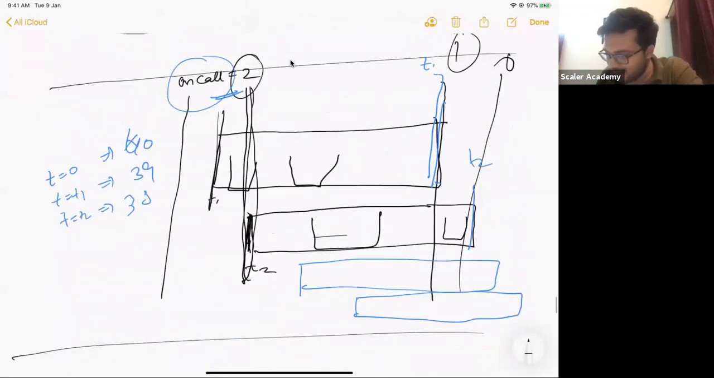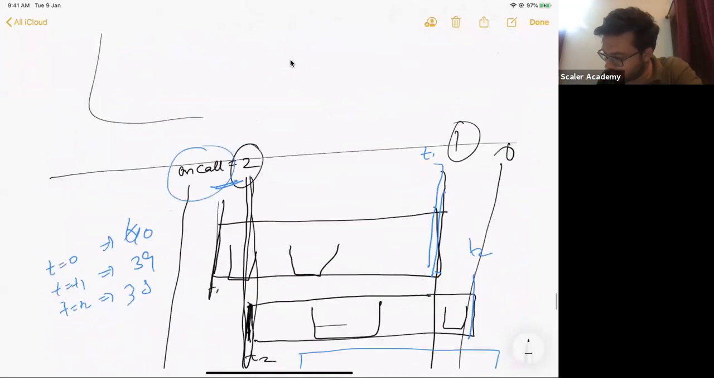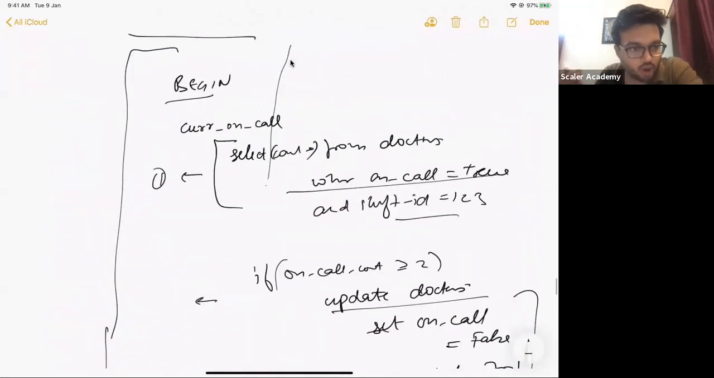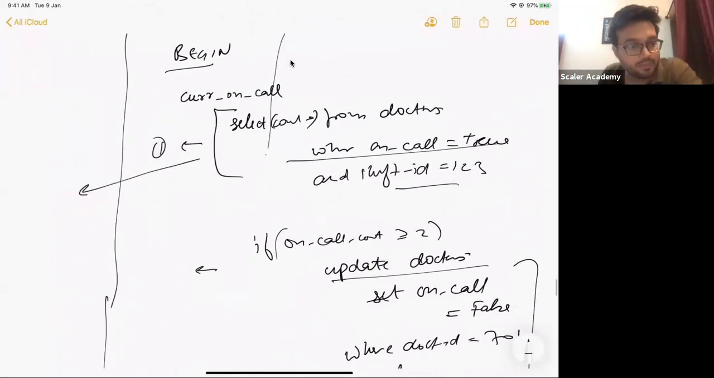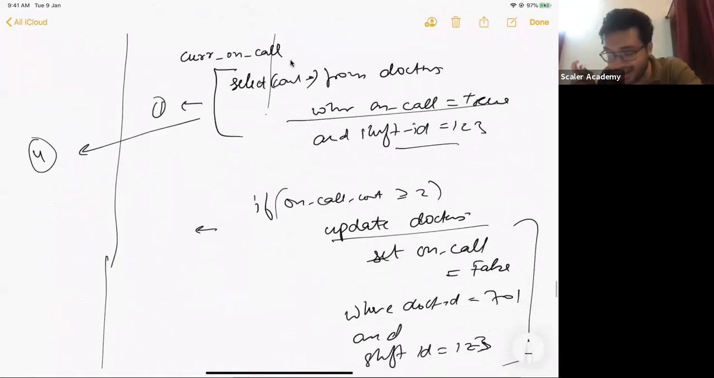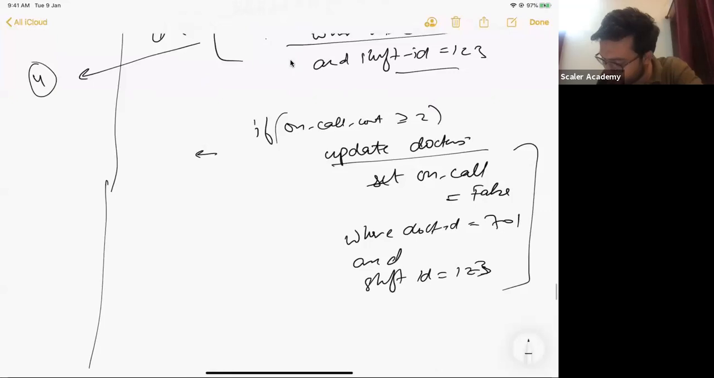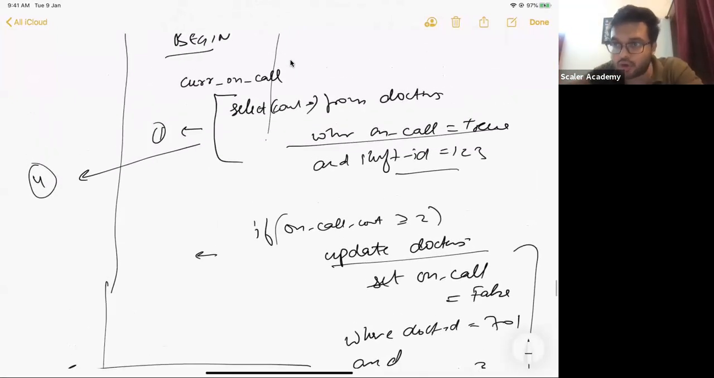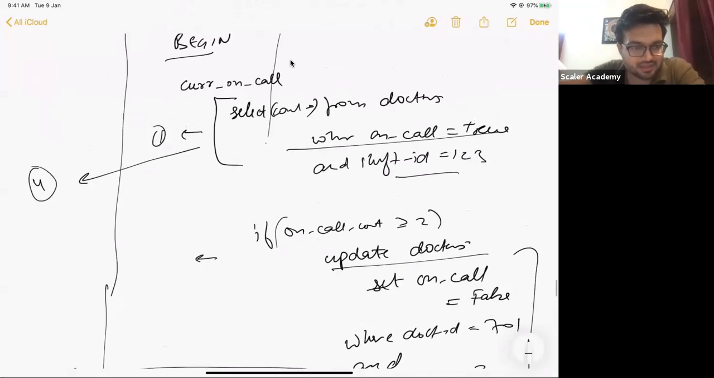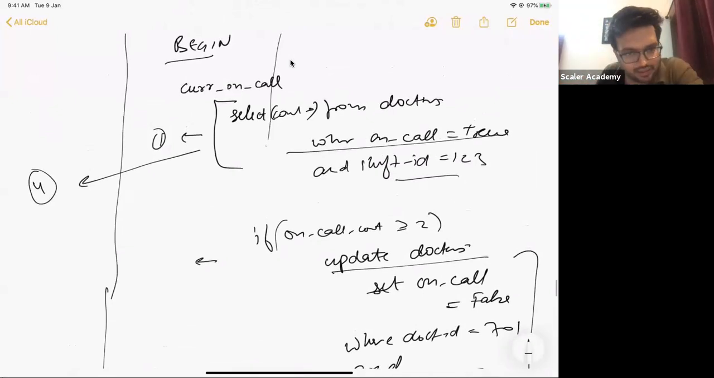So the point here is, what happened when the first doctor was trying to take a leave, when he or she actually got the number of people who were on call at that point in time? Let's say those were four. Okay, there were four people on call at that particular instant, because every time you are going to read the data which was there before your transaction started, right? Does that make sense?